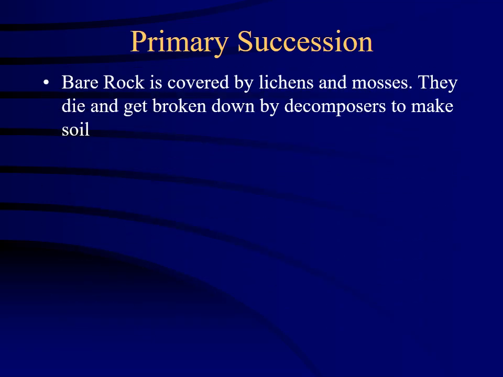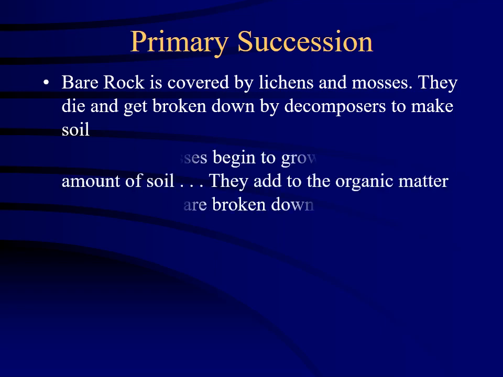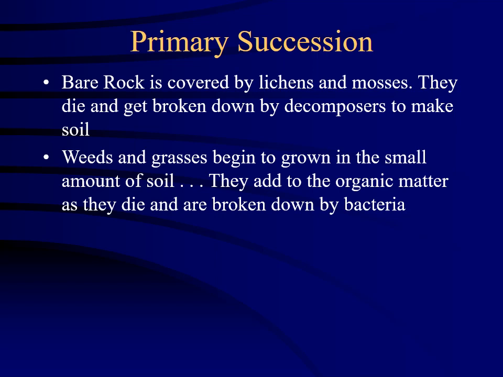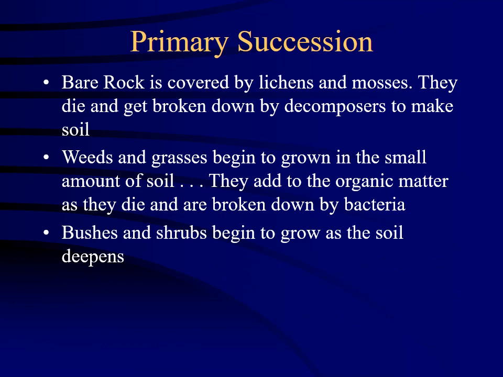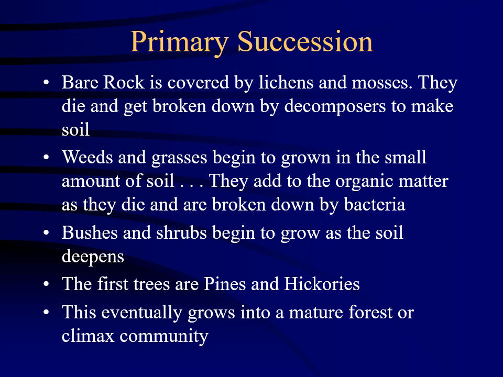So bare rock is covered by lichens and mosses. They die, they get broken down by decomposers to make thin layers of soil. That thin layer of soil then allows for grasses and weeds to begin to grow in small amounts of that soil. They add organic matter as they die, are broken down by bacteria, and make more soil. Bushes and shrubs, like we talked about, as the soil deepens, it can begin to grow more deeper rooted organisms. And those leaves fall off the bushes and the shrubs. They break down, they make more soil. I'm just repeating myself. You guys get the idea. Until finally we end up with a climax community.